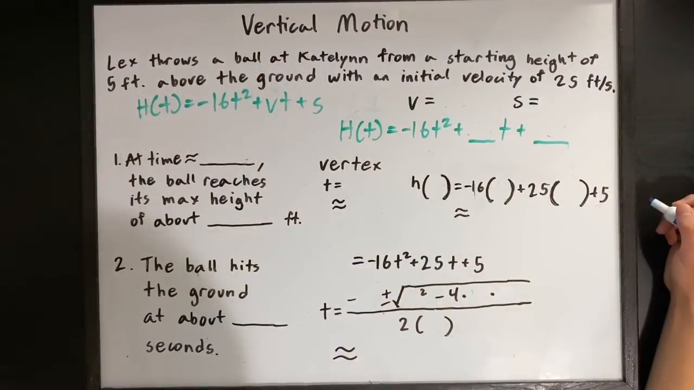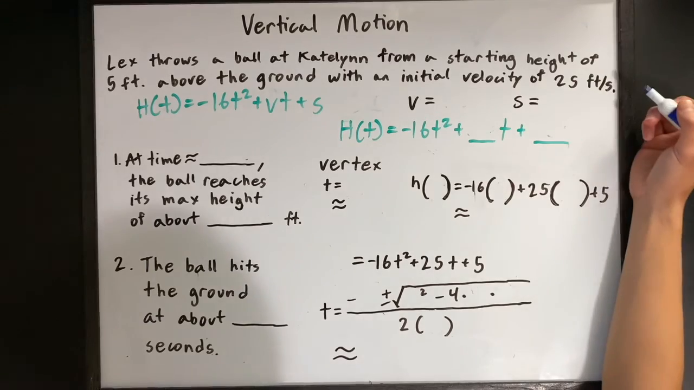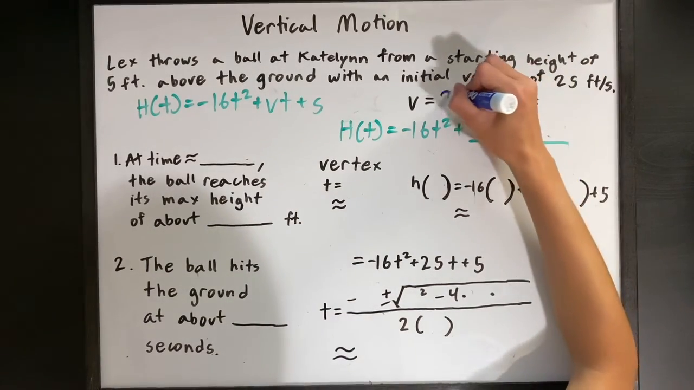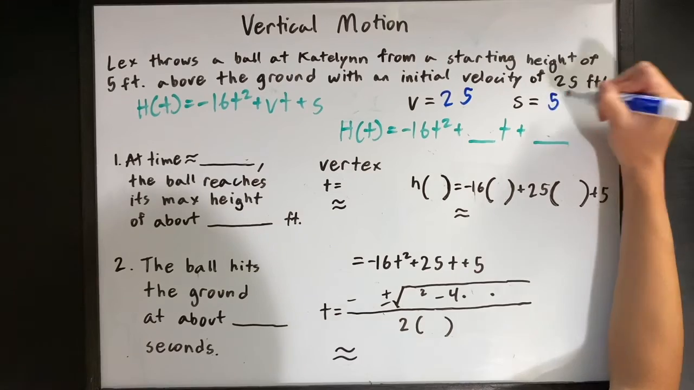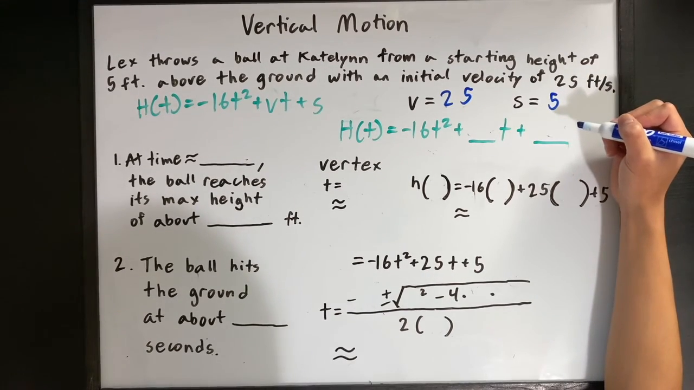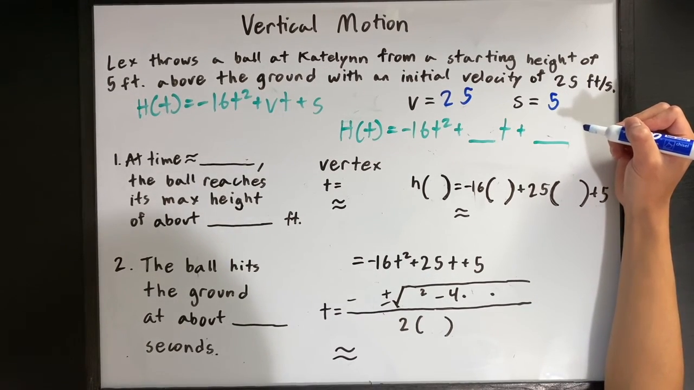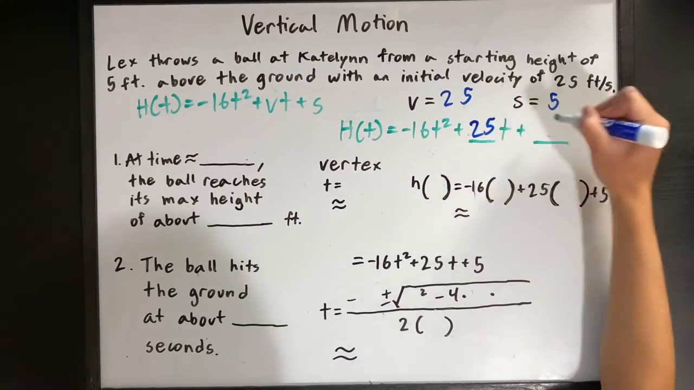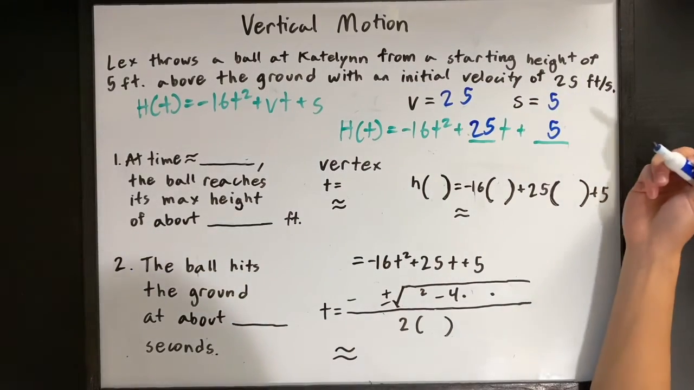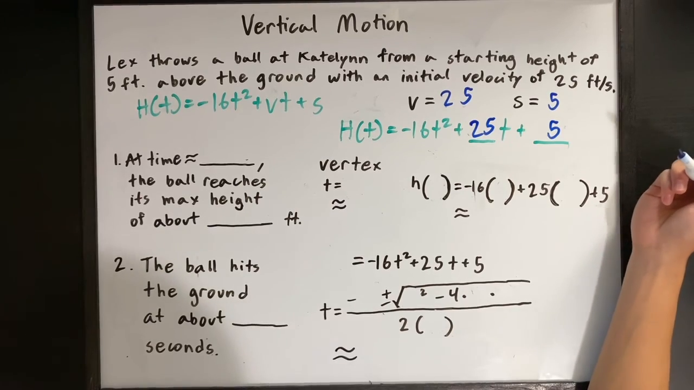Lex throws a ball at Caitlin from a starting height of 5 feet above the ground with an initial velocity of 25 feet per second. As Caitlin so quickly said in the competition, the formula for vertical motion is h of t equals negative 16t squared plus vt plus s. From the situation, we can see that v equals 25 and s equals 5. We can substitute that into the quadratic equation to get h of t equals negative 16t squared plus 25t plus 5. When does the ball reach its maximum height, and what is that maximum height?